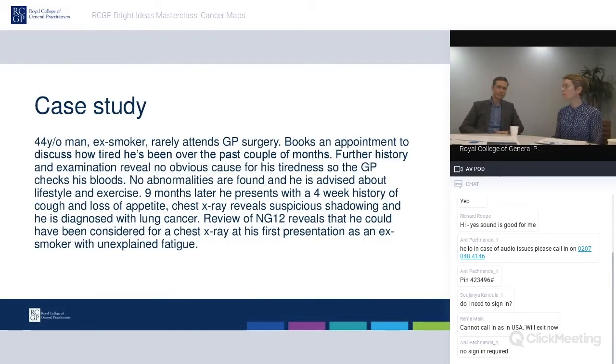So he goes away, but he comes back 9 months later with a 4-week history of a cough, and he's lost his appetite. And you send him for a chest X-ray because of the cough, and it shows he's got shadowing on the right side of his lung. This is important because there are some really innocuous symptoms in NG12, one of them being fatigue. And anyone using the maps would have seen that someone over 40 who's a smoker or an ex-smoker or been exposed to asbestos, who has just some tiredness, would normally qualify for a chest X-ray. So we might have been able to diagnose that one 9 months earlier.